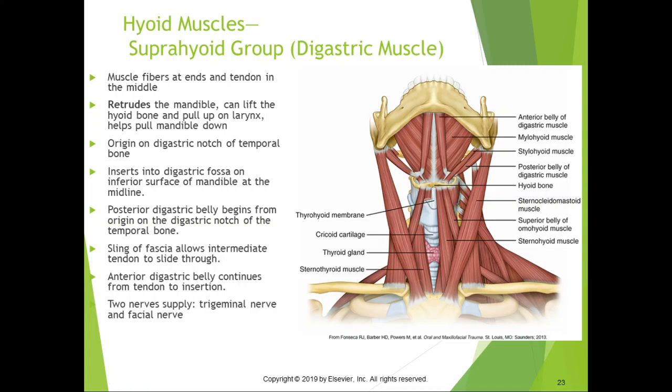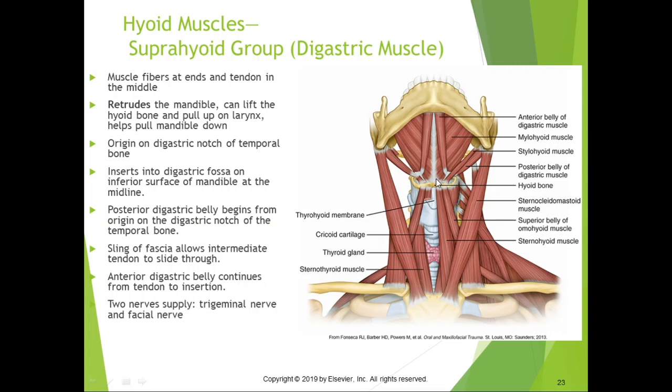The first set that we're going to talk about are the digastric muscles. So these digastric muscles, we can see this is called the anterior belly of the digastric muscle. These are muscle fibers at the ends, and they tend to have a tendon in the middle. The action of these muscles is to retrude the mandible, but in their action they can also lift up that hyoid bone. Here's our hyoid bone right here in the middle. They can lift it, okay?